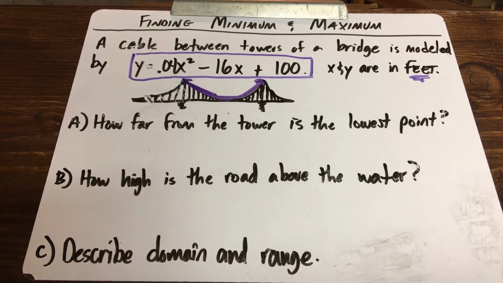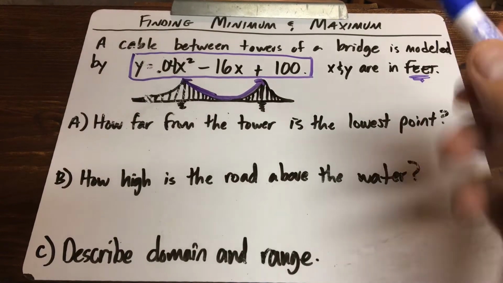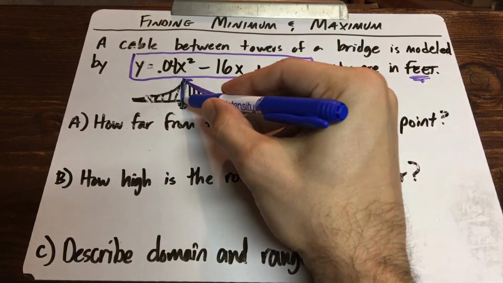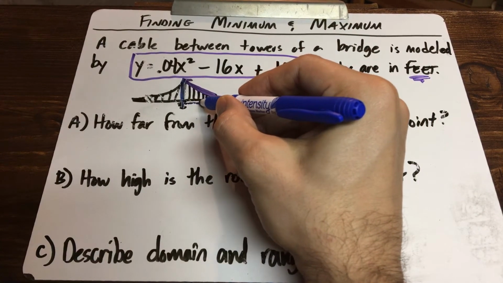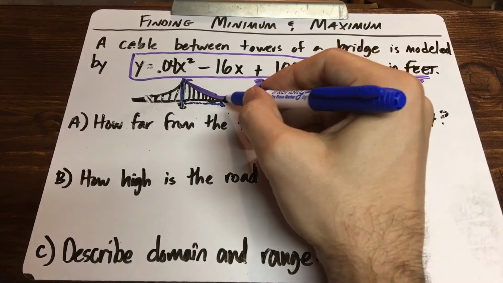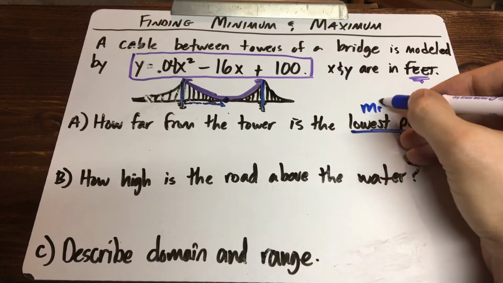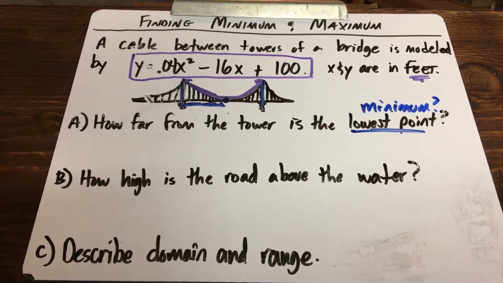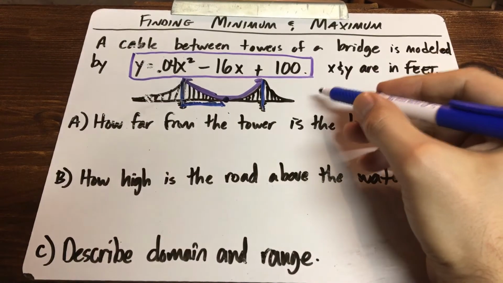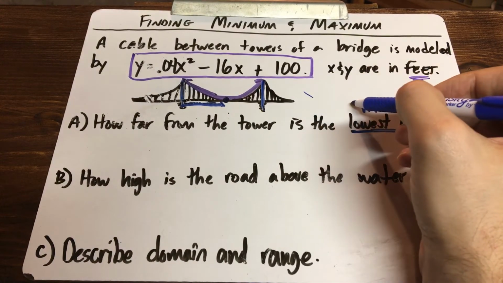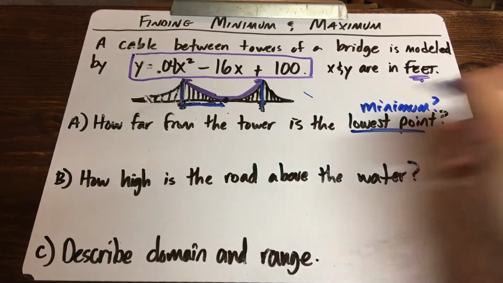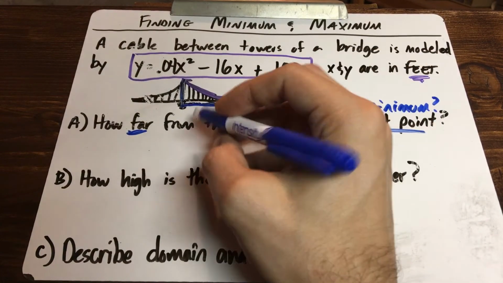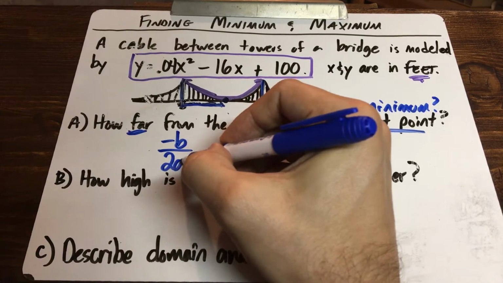So it's going to ask you how far from the tower is the lowest point, right? So these are the towers right here, right here. And it's asking you how far from that is the lowest point. How far is it from there to here? The lowest point is also called the minimum, right? How long does it take for this thing to hit its lowest point? This is the opposite of the last question, right? Instead of the fireworks shooting up into the air, now I have this cable going down, but this is still going to be the axis of symmetry. So when it asks for a distance or an amount of time, how far along the x-axis, we're going to do the axis of symmetry.